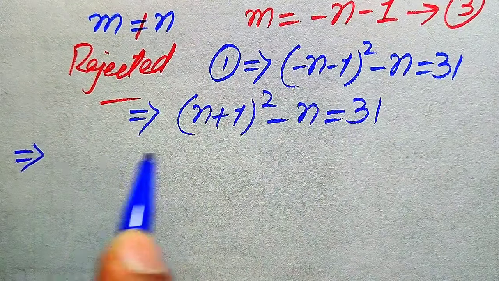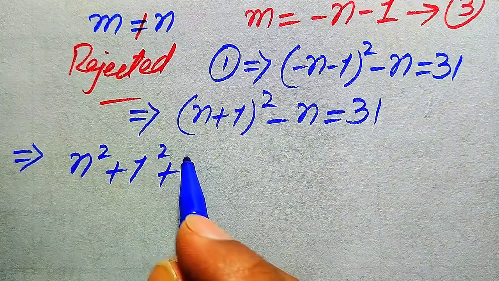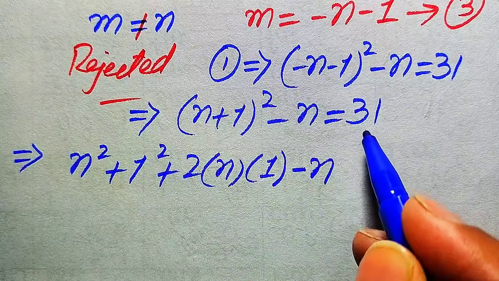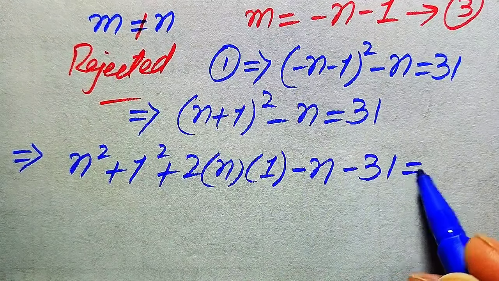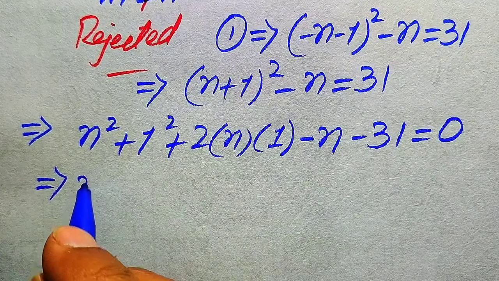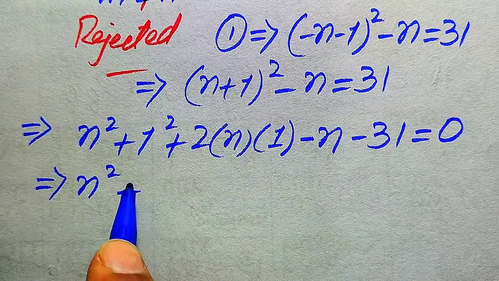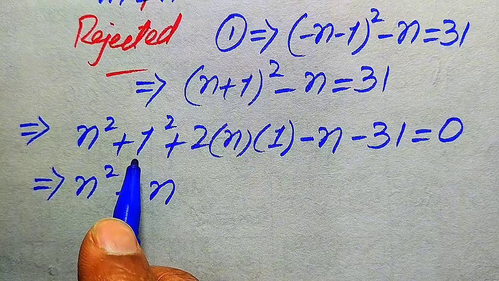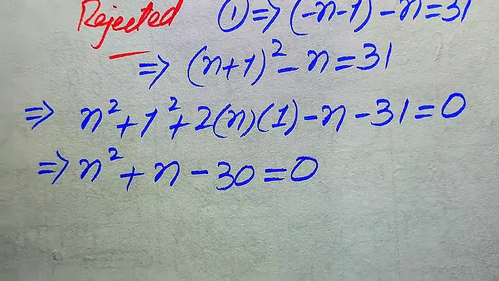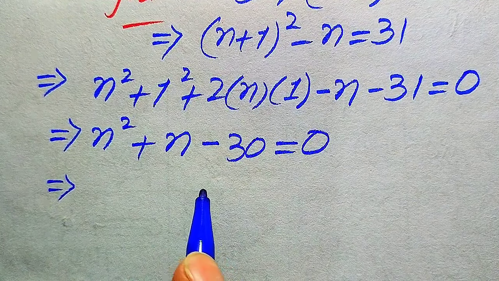So here we expand this nice formula, and it will be written as n square plus 1 square plus 2 times n into 1 minus n, and we move this 31 to the left hand side, and it becomes minus 31, and this whole equation equals 0. So here we need more simplification, and it will be written as n square, and 2n minus n becomes n, 1 square becomes 1, and 1 minus 31 becomes minus 30, and this whole equation equals 0.